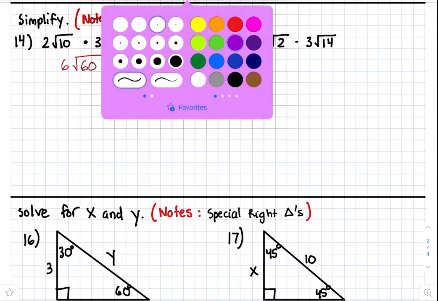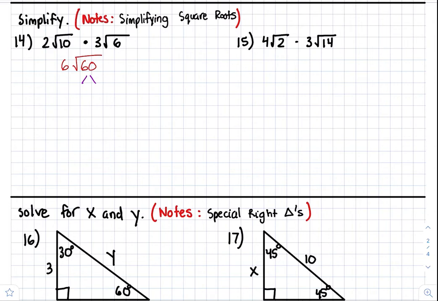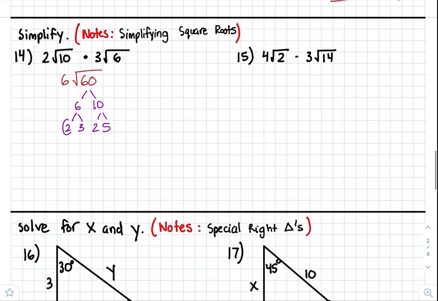Now we could do a prime factorization tree. 6 and 10, 2 and 3, 2 and 5. So do you see any pairs? Do you see any two numbers that are the same? Well, I certainly do. We have a pair of 2's, and a leftover of 3 and 5.